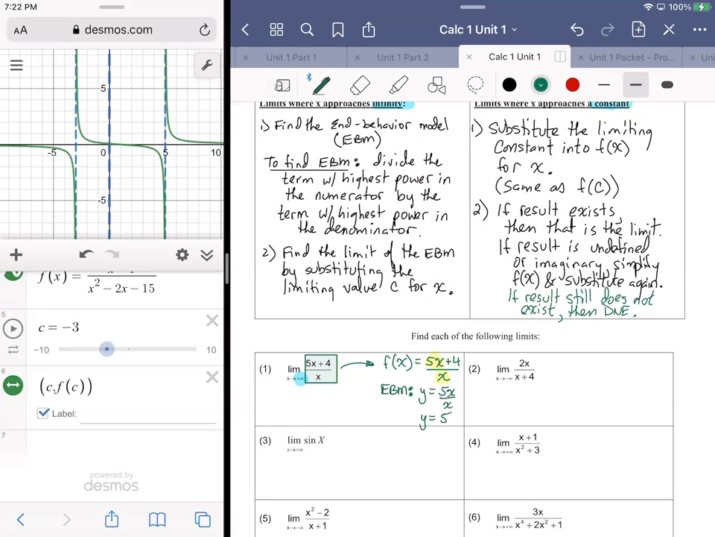All right. That's what we're going to find the limit of. All right. So we're going to look at this and say, all right, well, what is the limit of this? So I'm going to say the limit as x approaches positive infinity, or just infinity, of, instead of 5x plus 4 over x, I'm just going to say of 5.